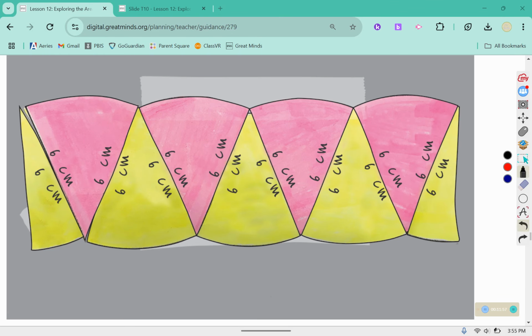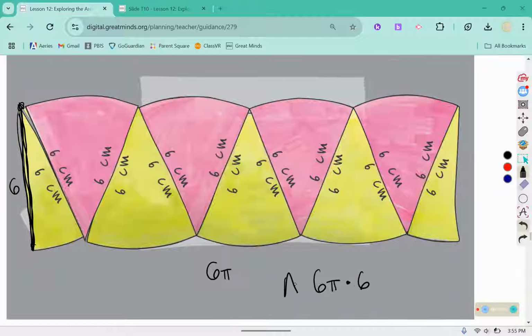Now I have a shape that looks like this. It's still going to be 6 pi along the bottom. And this distance here is also 6 centimeters because it's from the center of the circle to the outside edge. So this is 6 pi as the base and 6 as the height. So if I was finding the area as if this was a rectangle, I would do 6 pi for the base times height, which is 6.